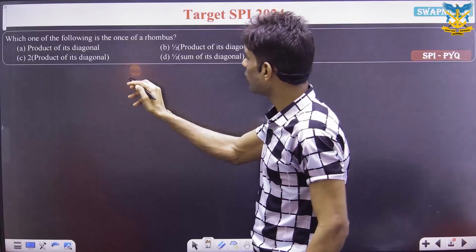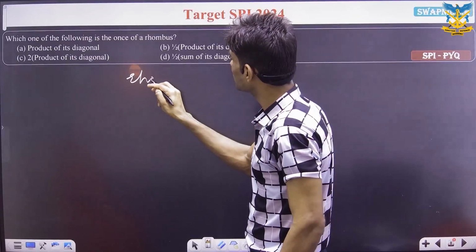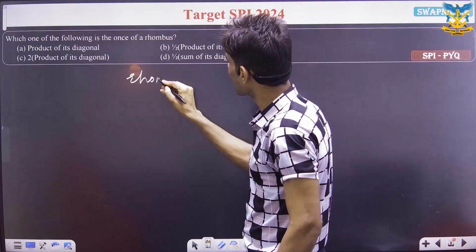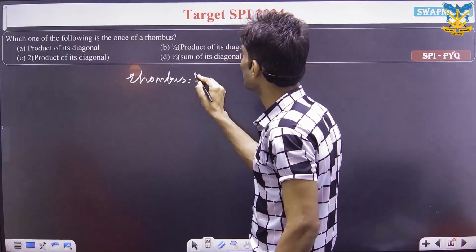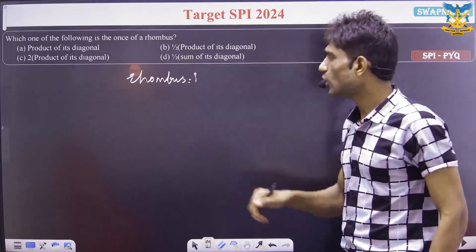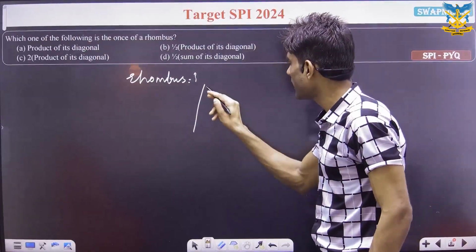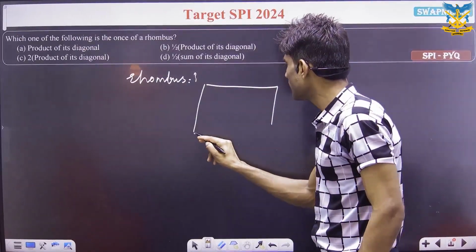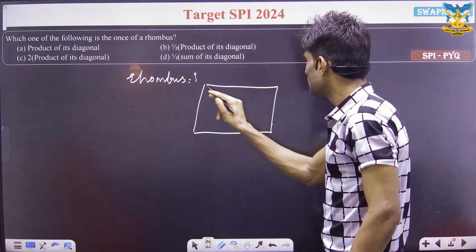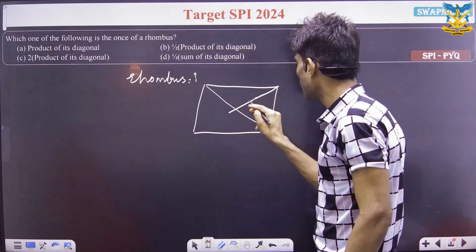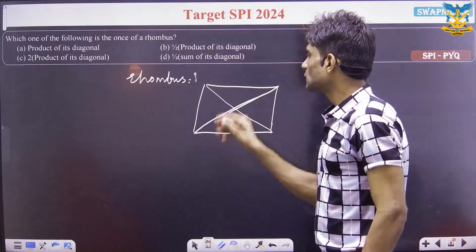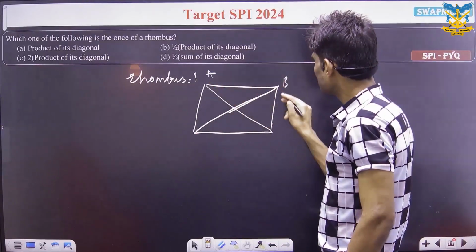Okay, we have been given a rhombus here. Now let me plot the rhombus, how it looks. This one is the diagonal, and this one is the anti-diagonal. So consider A, B, C, D.